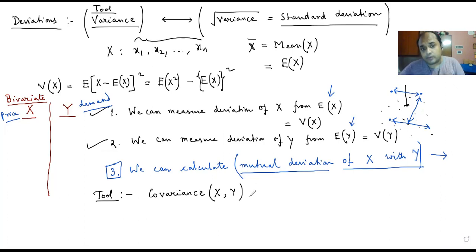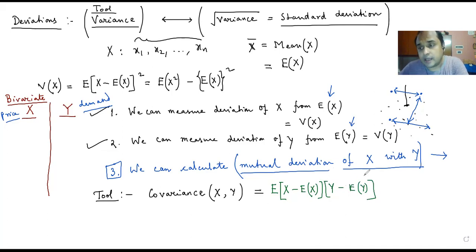What is the formula that we can use to calculate the covariance? The formula is given by the expectation of (x minus Ex) multiplied by (y minus Ey). Okay, so this is the general formula with which we actually calculate the covariance.